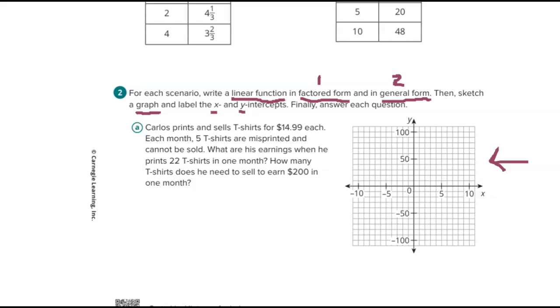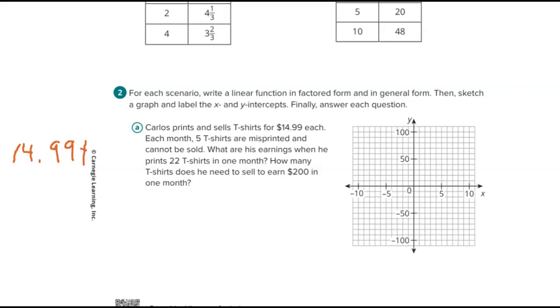So first of all, let's break apart this prompt a little bit. So Carlos prints and sells t-shirts for $14.99 each. So that's a situation I'm thinking off to the side here. If my variable is t, like in all of our examples that we did, each shirt is going to cost $14.99.